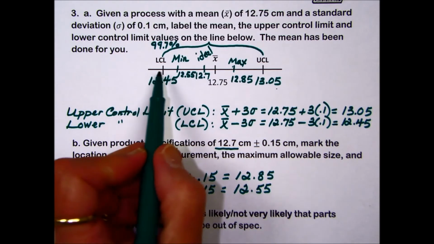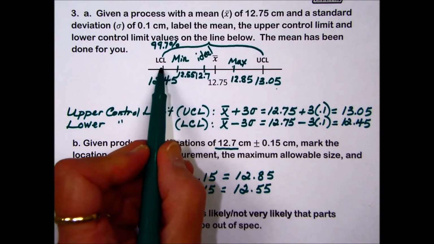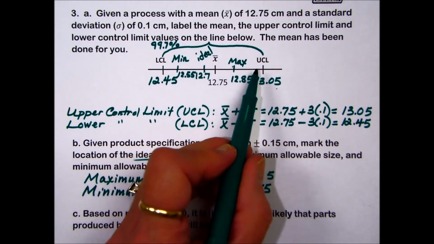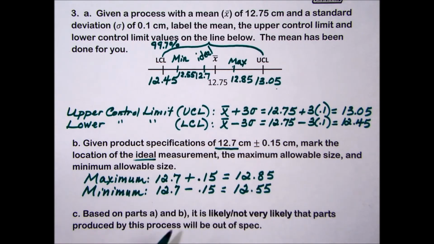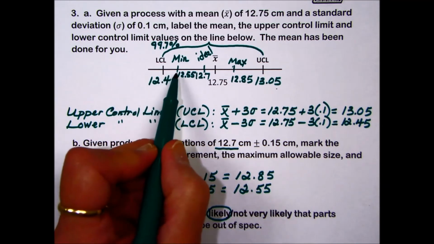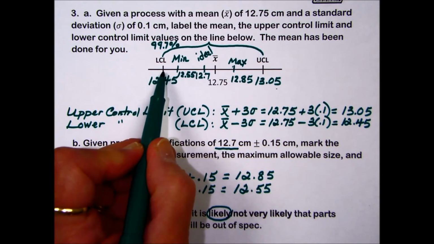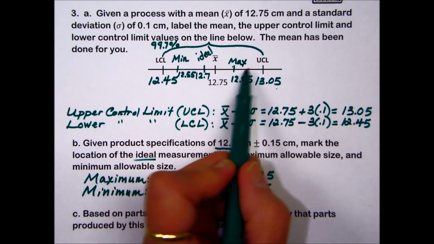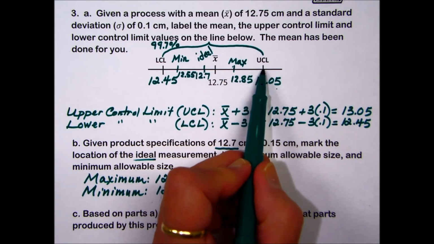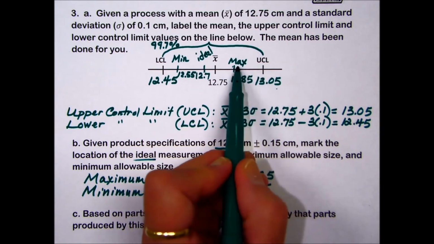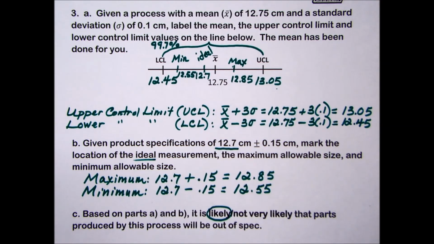Since those values lie outside of the minimum and the maximum, it's likely that this process will produce items that are out of specifications because they're making products that are smaller than the minimum, and because of this being our upper control limit, they're making products larger than the maximum. So likely would be our answer.